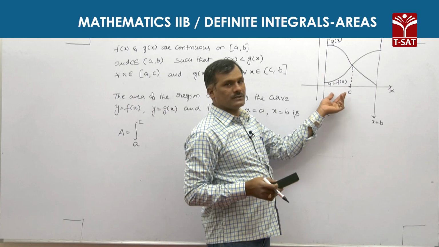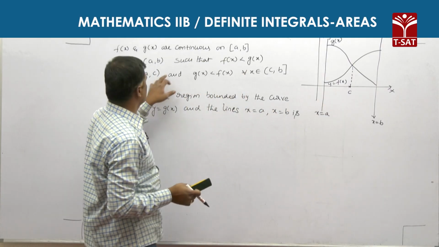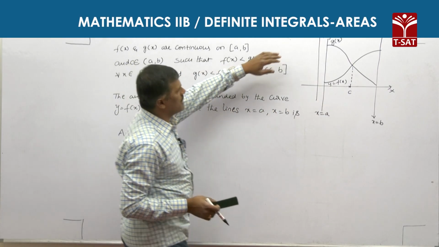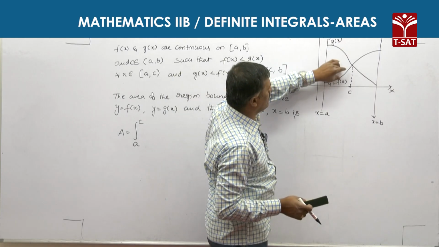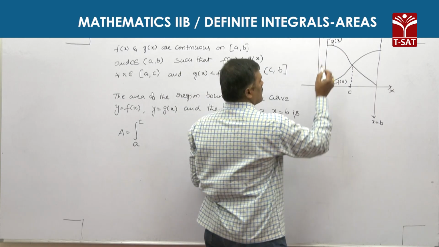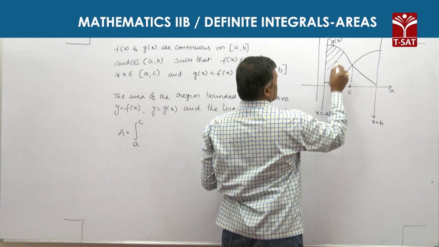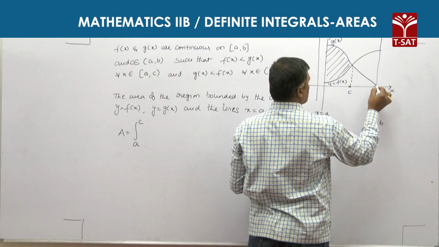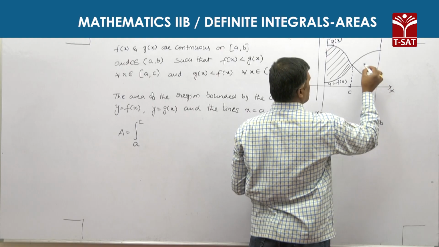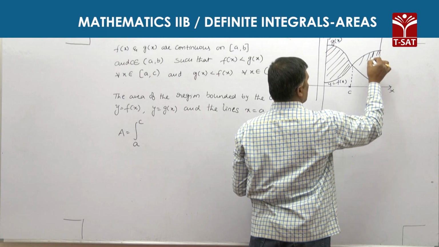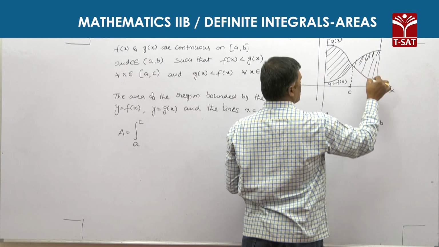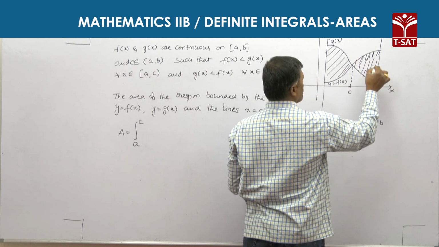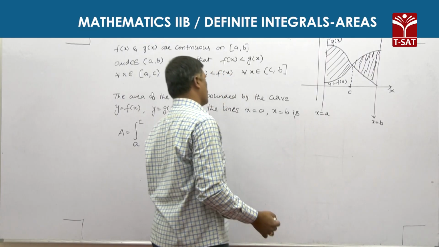On the closed interval a to c, f of x is less than g of x. G of x is the upper curve and f of x is the lower curve. Shade this area. On the interval c to b, f of x is the upper curve and g of x is the lower curve.